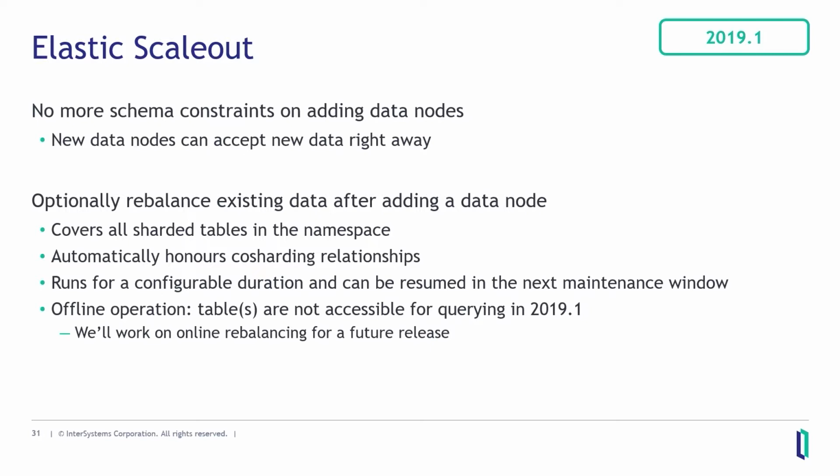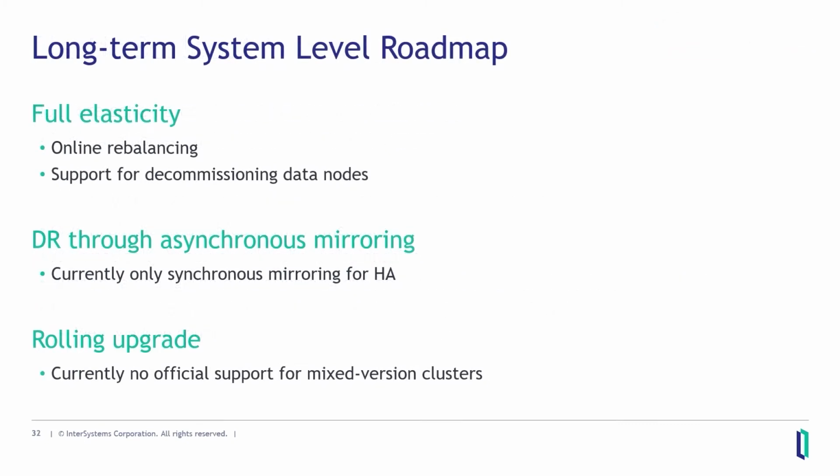So actually all relatively straightforward things, but they really make this nice and elastic. In 2019.2 or 3, we hope to remove the word offline and replace it with the word online. We already know how we want to do it. It's just a matter of getting to it and getting into the release cycle. So that's sort of another couple of points on the system level roadmap.